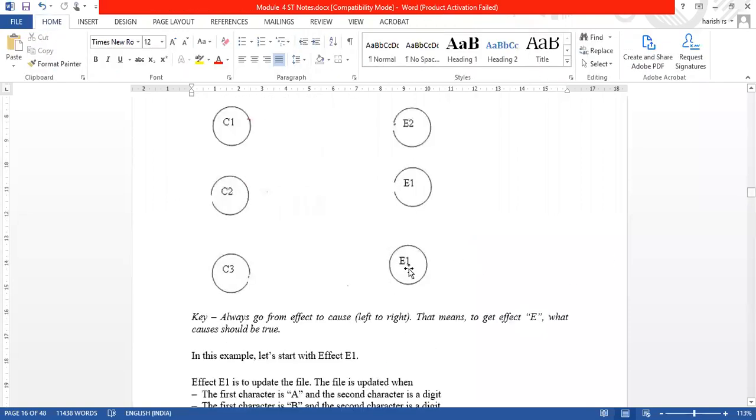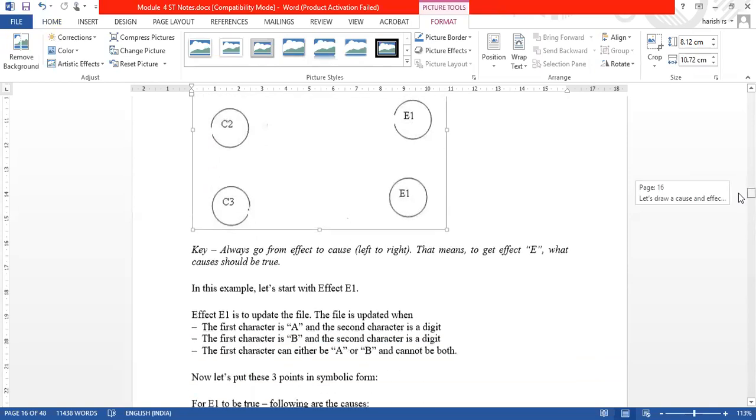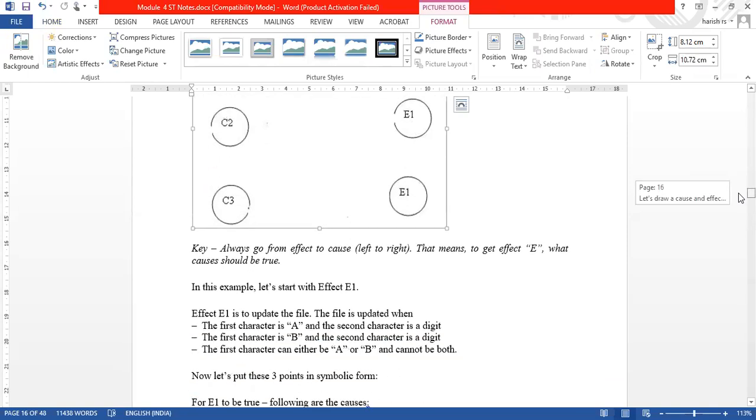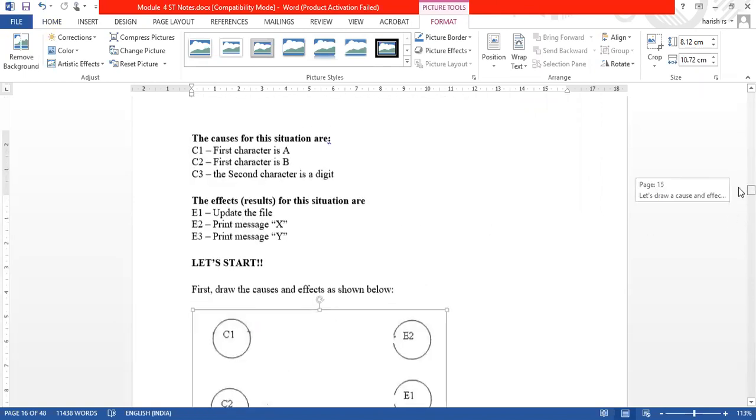This is E3, yeah? E1, E2, E3. This one is written E1 by mistake. So now let us see the effects. Let us take the first one, E1. This is E1, and this we'll take as E3. Now, what is E1's effect?